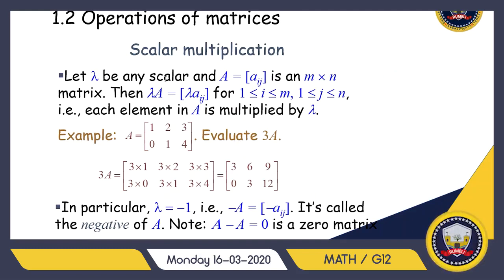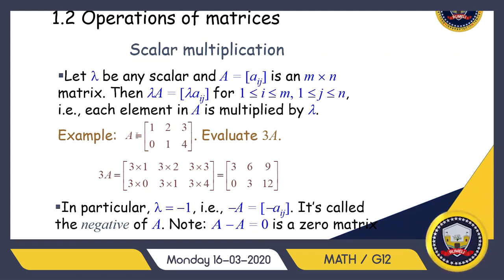The second important operation of matrices is scalar multiplication. Scalar multiplication means if we have a number and we want to multiply this number by a matrix, how would we do it? Let's take an example. Let lambda be any scalar or any number, and let A be a matrix of order m multiplied by n. If we want to multiply this scalar lambda by A, we take this scalar and multiply it by each element in A.